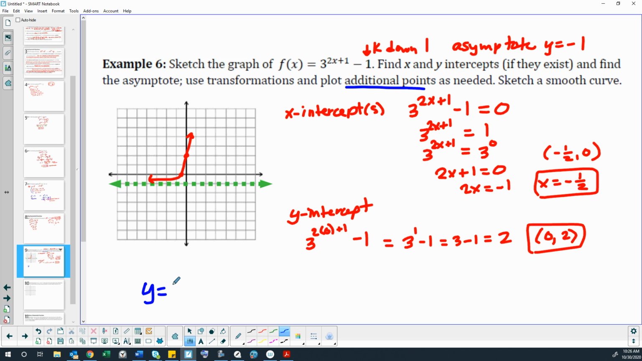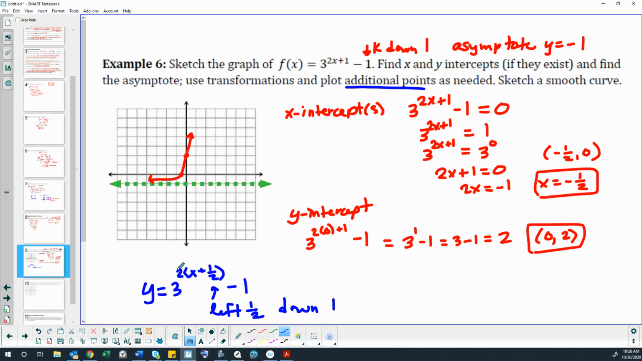I'm just kind of going back to my original problem, but I'm going to factor out the 2. So now you can see this more in our transformation form. This 1/2 means it's going to be left 1/2. And of course we've got the -1, which is down 1. Well, what about this 2, though, that we factored out of this little exponent thing?